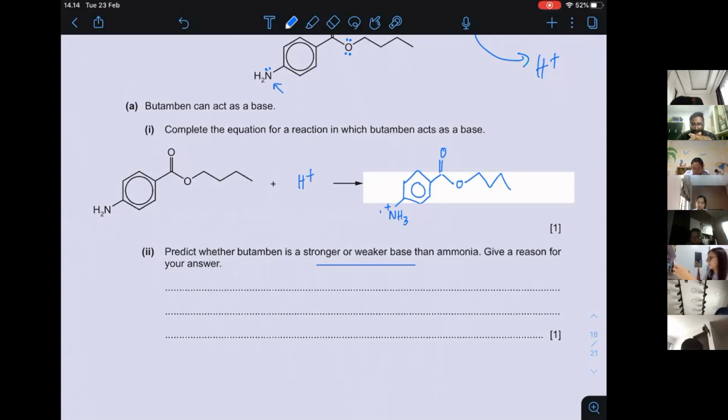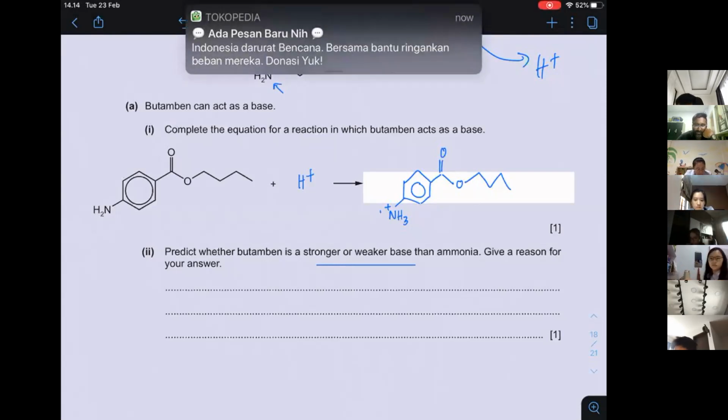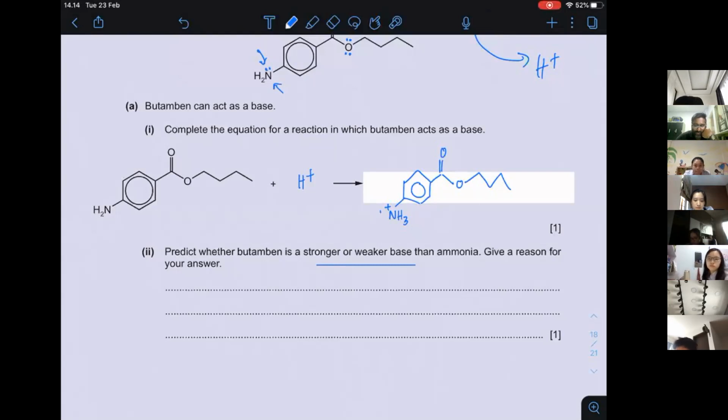Please take note. What is going to happen is the lone pair of electrons will become delocalized into the ring. So the structure is going to be stabilized by the benzene ring. It means that this lone pair, since it is entering the ring, is not readily available. If it is not readily available, then when H plus comes in, it cannot accept the proton easily compared to ammonia. So that's going to be the answer.